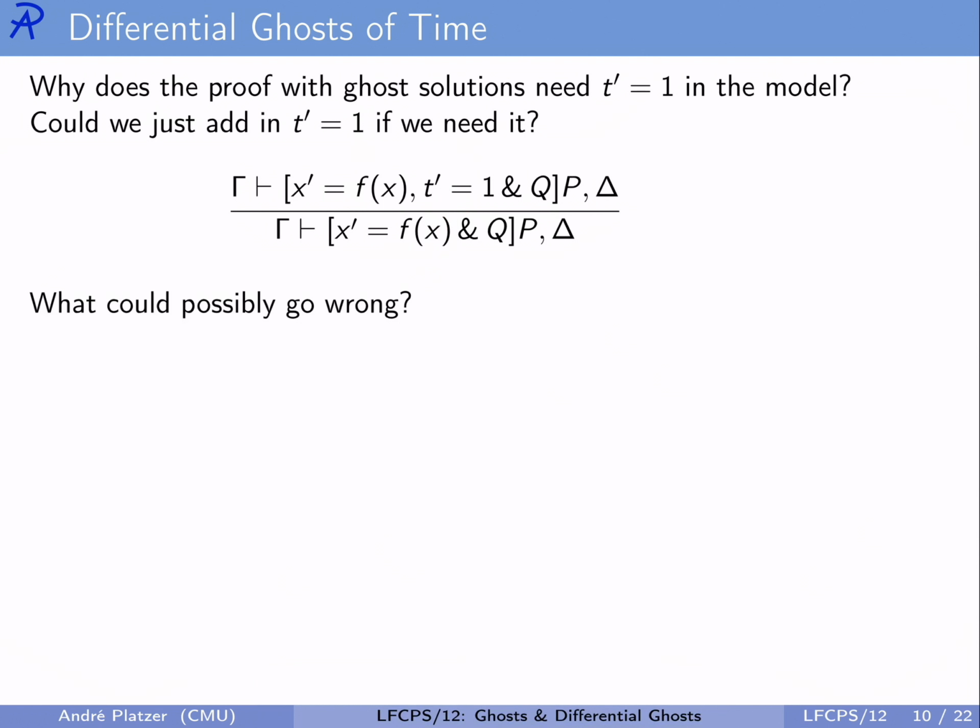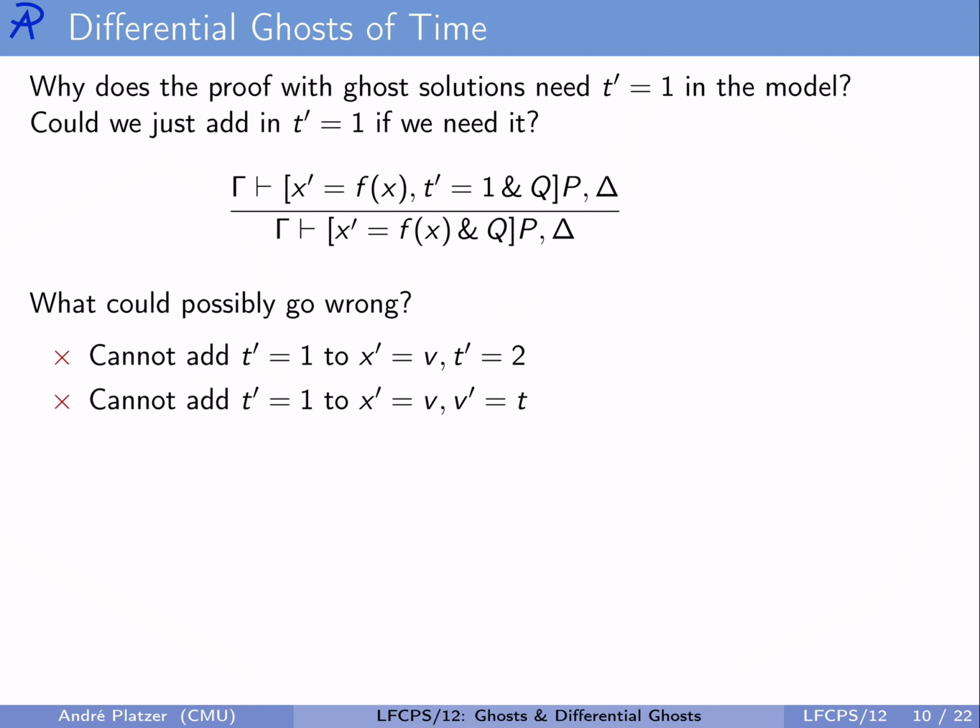Well, I guess what could go wrong is that we had t prime already. We can hardly add t prime equals 1 into a differential equation x prime equals v with t prime equals 2, because it's going to be very hard for the variable t to simultaneously follow the differential equation t prime equals 2 while also following the differential equation t prime equals 1. At least for any positive duration, it will be impossible. That we can't do. We can't already have an ODE for t prime.